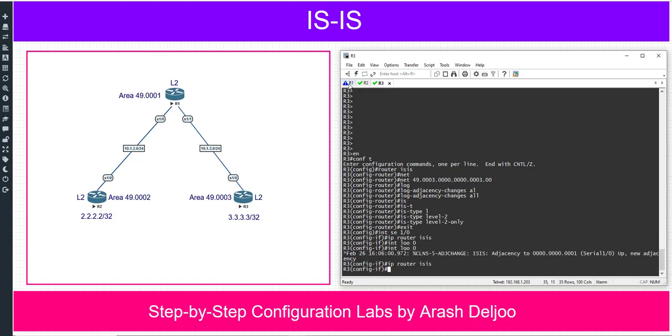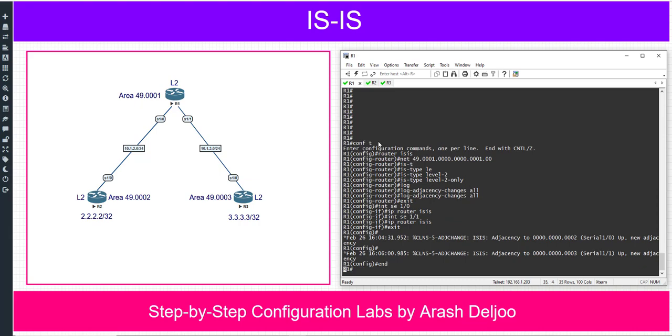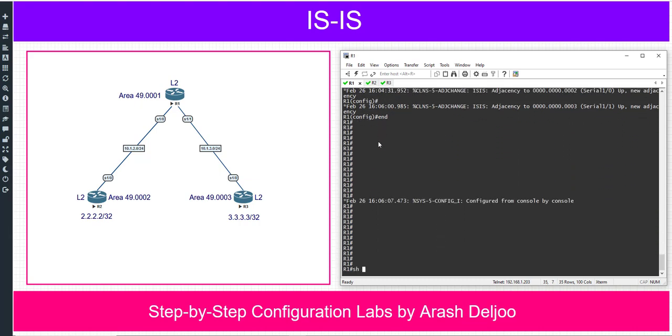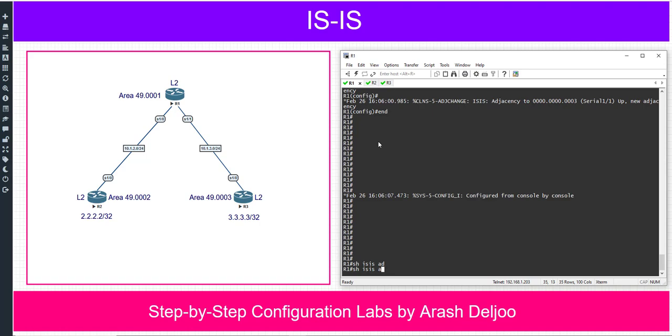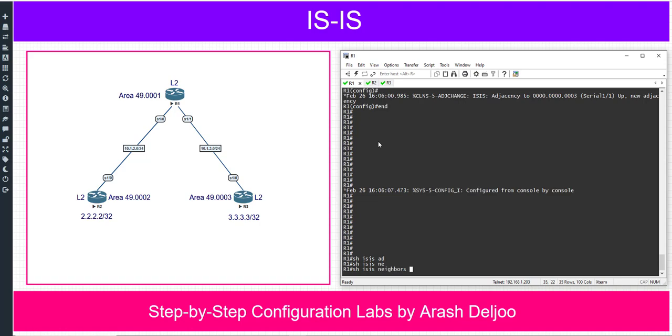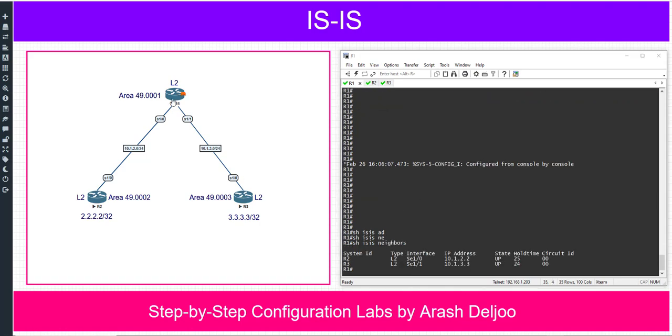Let me check the neighborship. In router 1, show ISIS adjacency, or for example, you can use show ISIS neighbors. As you can see, we have neighborship between router 1 and router 2, and router 1 and router 3. This is level 2 neighborship on serial 10 and serial 11. This is the IP address of router 2, and this is the IP address of the interface of router 3. State is up, and here you can see other information.